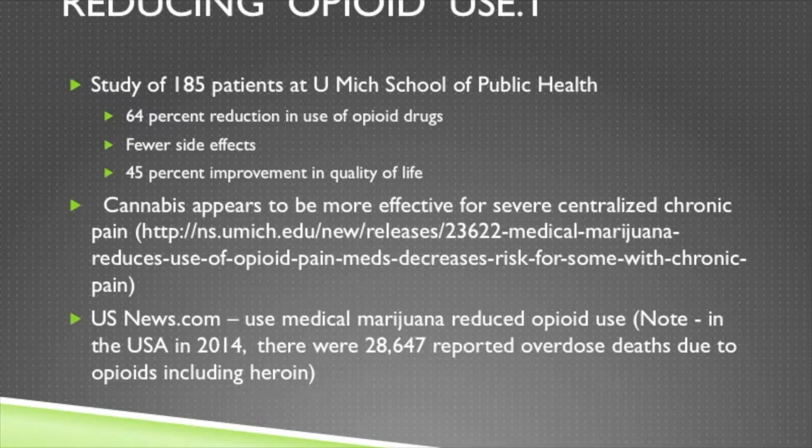There are a few studies out there. Cannabis has been demonstrated in another University of Michigan study to be more effective for severe centralized chronic pain, and it has also been noted in the public press to reduce chronic opioid use. In 2014, there were over 28,000 fewer reported overdose deaths due to opioids.